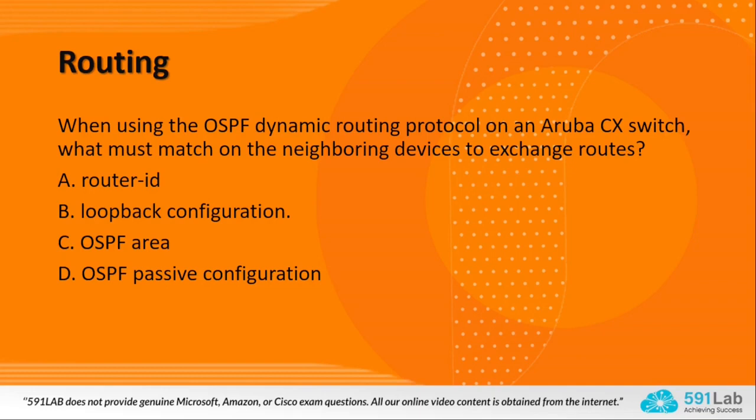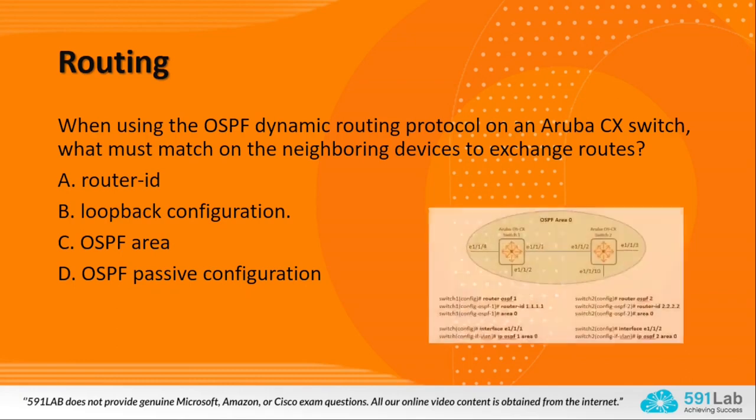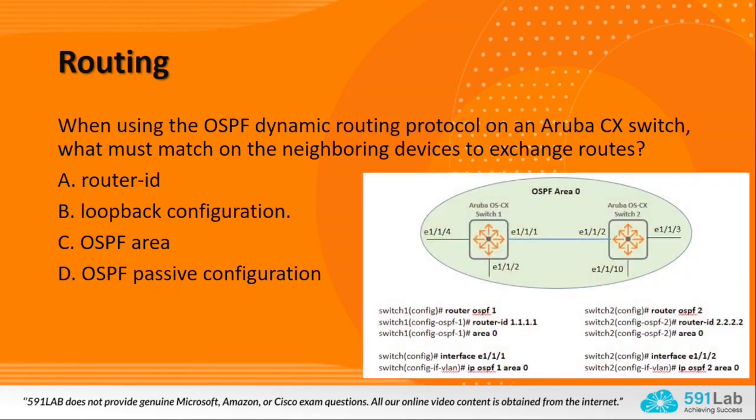Okay, so let's look at the question from routing. When using the OSPF dynamic routing protocol on an Aruba CX switch, what must match on the neighboring devices to exchange routes? Okay, before going through the answers, let's look at the image and understand how the basic OSPF configuration is done. Switch 1 and switch 2 are connected to each other via Ethernet 1/1/1 and 1/1/2 respectively.